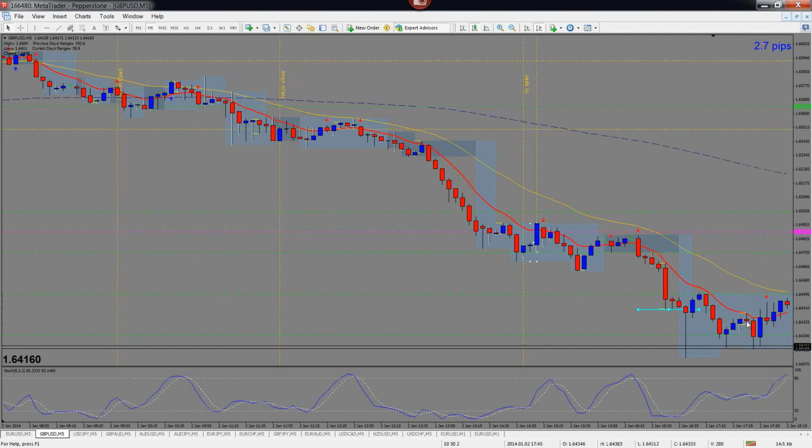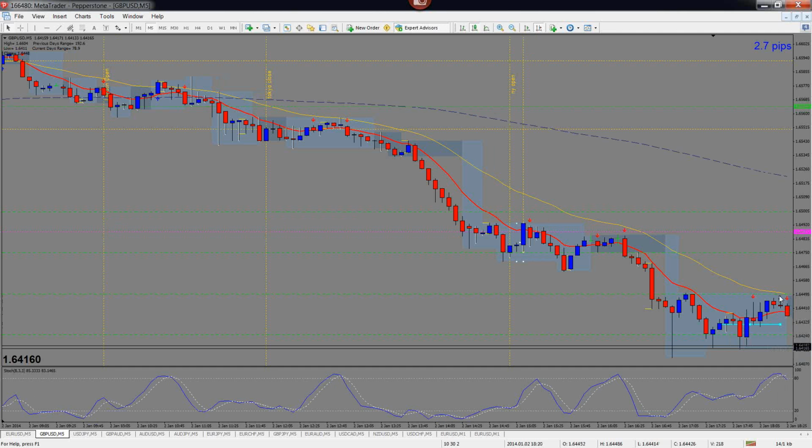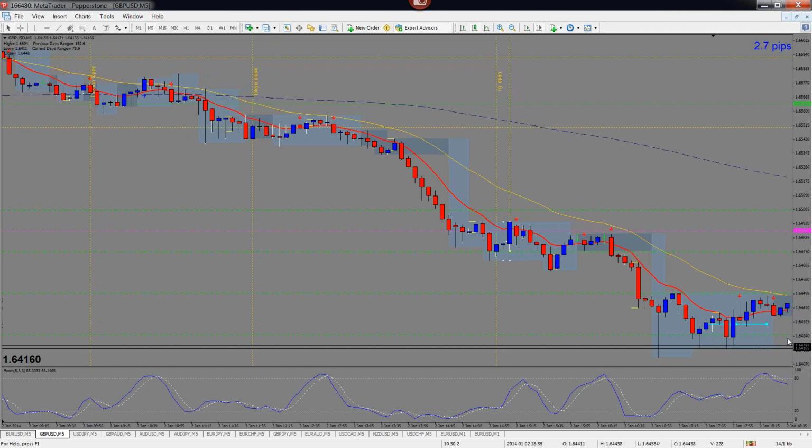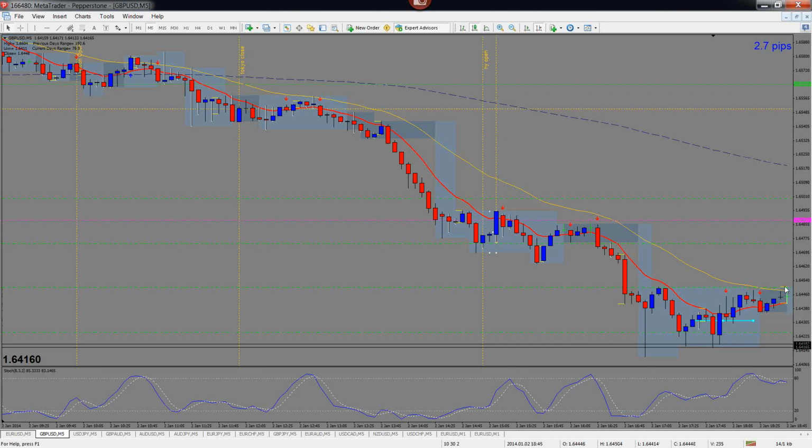Our next entry is not this. This is an inside bar here, except it's going against the trend. So our next entry would be right here. We got a signal. We did get a break of it. Our stop loss is 19 pips away. We almost got stopped out there. It looks like we got stopped out there, so it looks like we lost that trade.